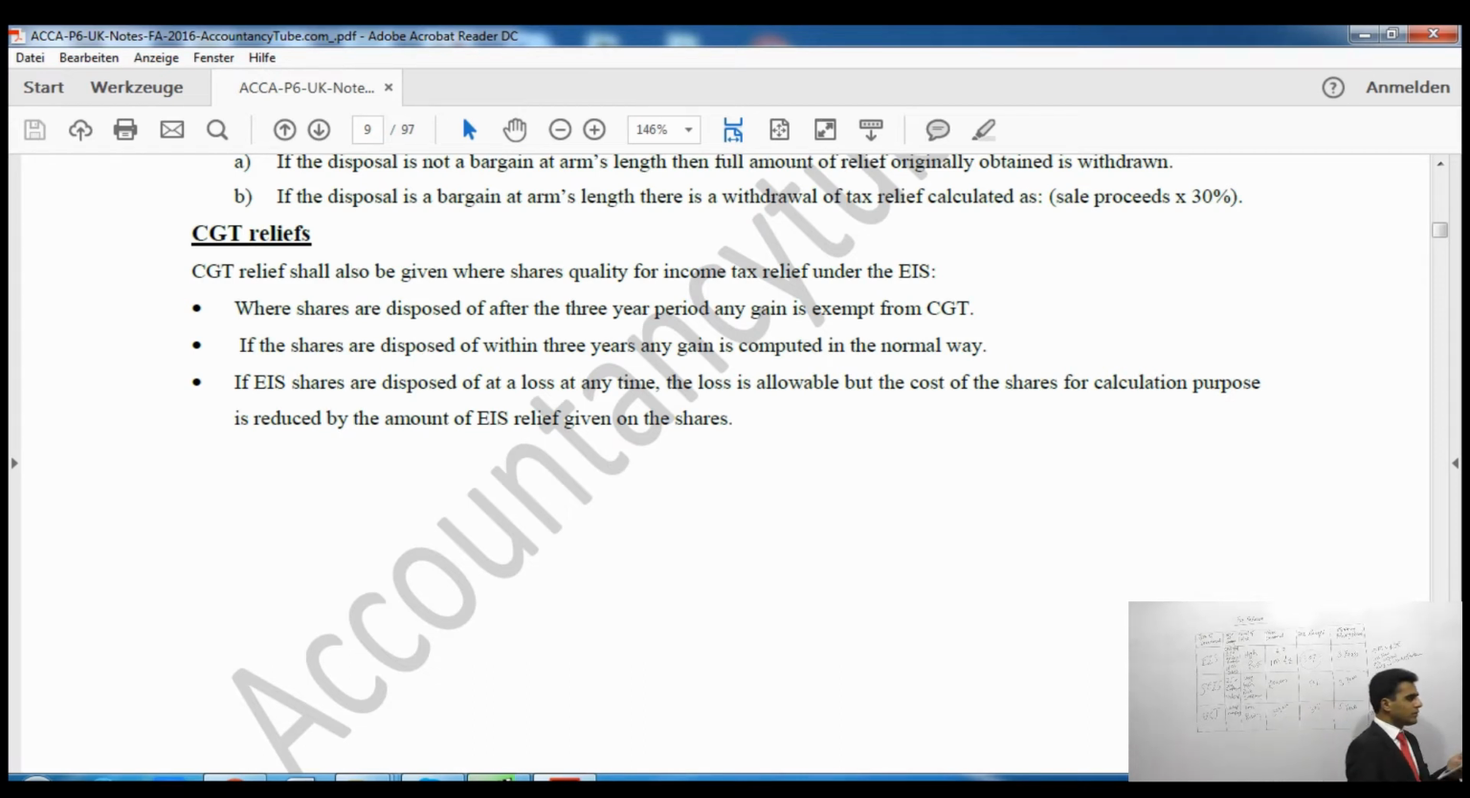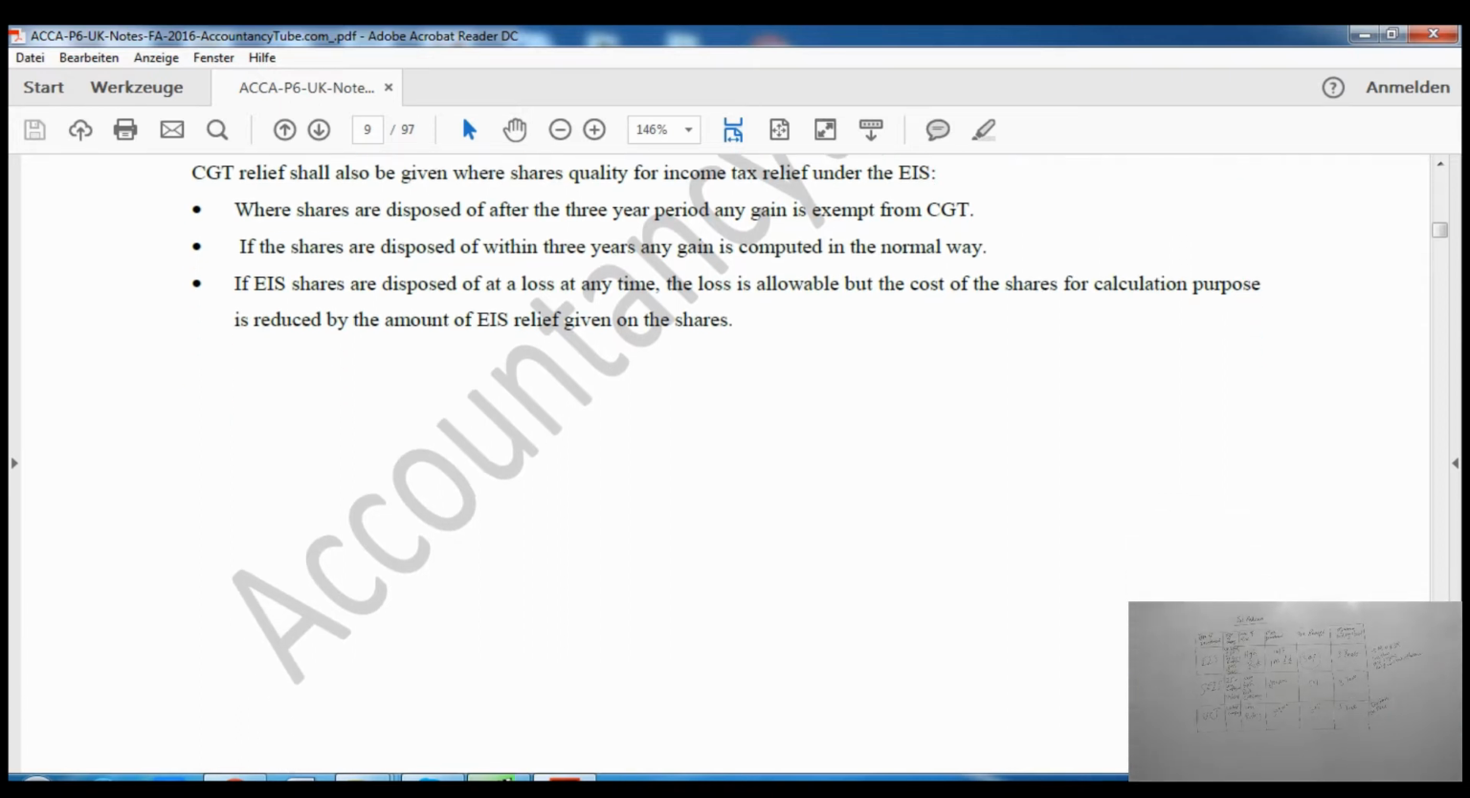All right. Now we will also get CGT relief with the Enterprise Investment Scheme. So how can we get this relief? It says CGT relief shall also be given where shares qualify for income tax relief under EIS. So where you will get EIS relief, you will also get CGT relief. Where shares are disposed of after the 3 year period, any gain is exempt. Like in income tax, I showed you on the board, if you kept the shares for 3 years, then the income tax relief will not be withdrawn.